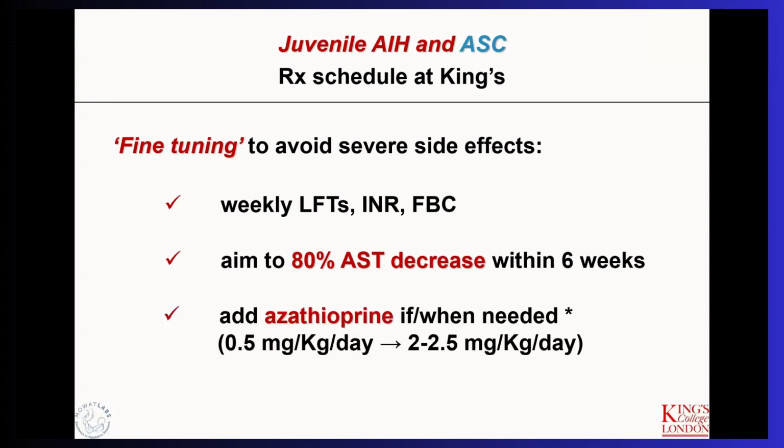The azathioprine we add only if and when needed. What I mean with that? If you decrease the steroids so quickly, it may happen that the transaminase starts going up or stops coming down. So if really they stop coming down or they start going up a bit, then we add azathioprine at a very low dose, because azathioprine can be toxic, at 0.5 milligrams per kilogram per day, that we then increase to usually a maximum of 2 milligrams per kilogram per day weekly, 2.5 in certain cases.